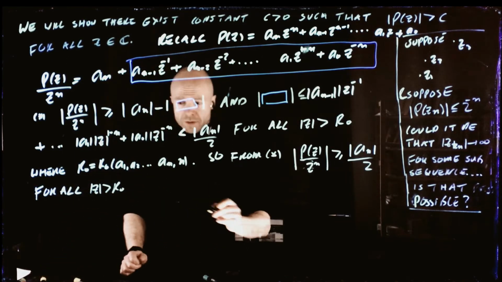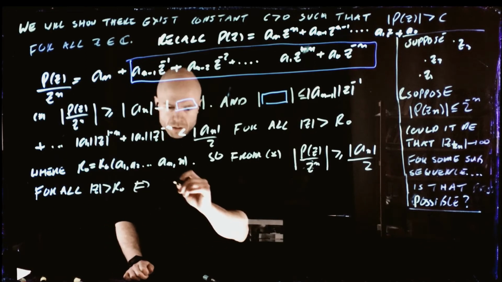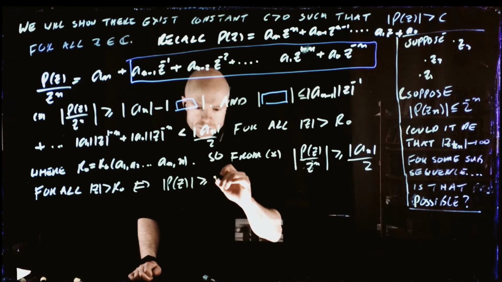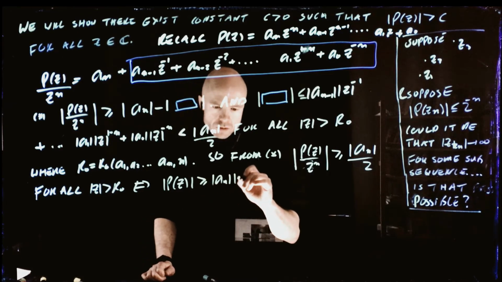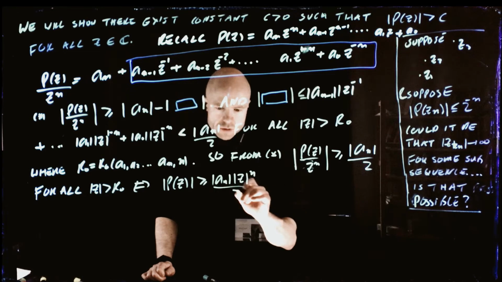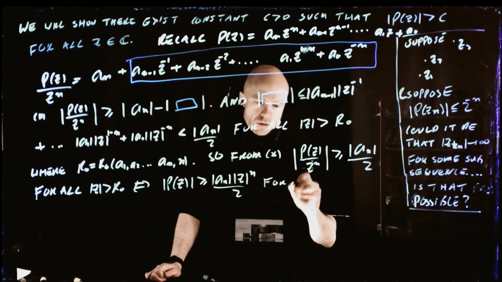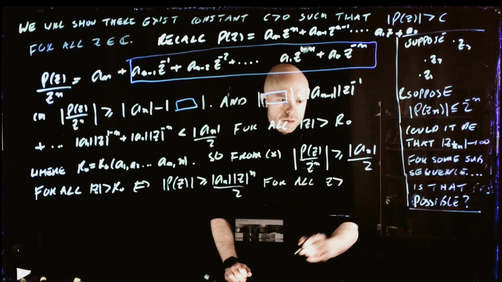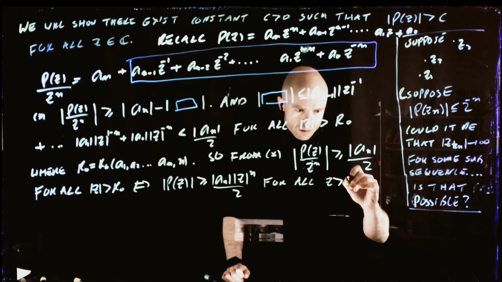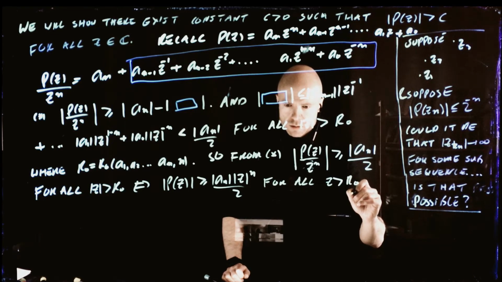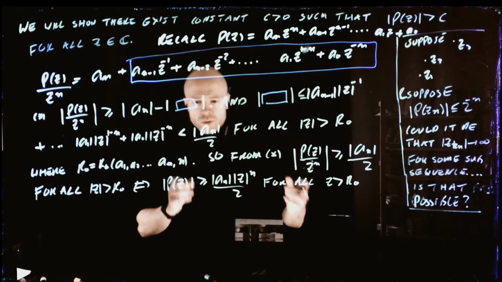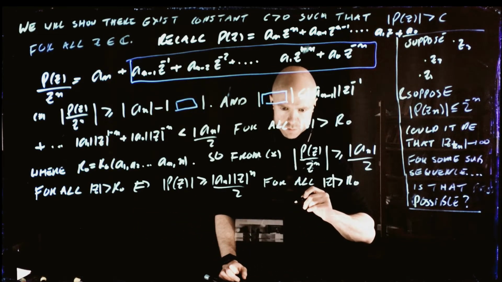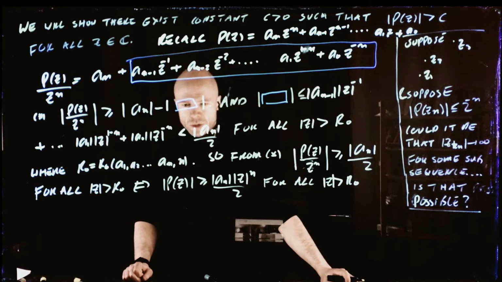Yeah? And that's equivalent to saying that |p(z)| is bigger than |a_n||z|^n over 2 for all z bigger than this thing, R0. And in particular, therefore, p(z) can't be equal to 0 if the absolute value of z is bigger than R0. Yeah? You see what I mean?